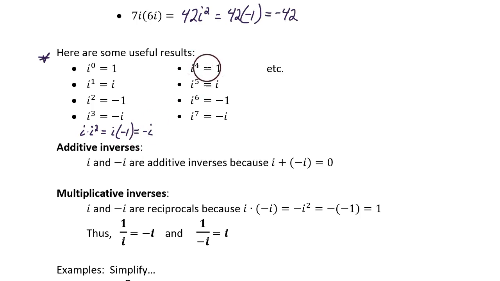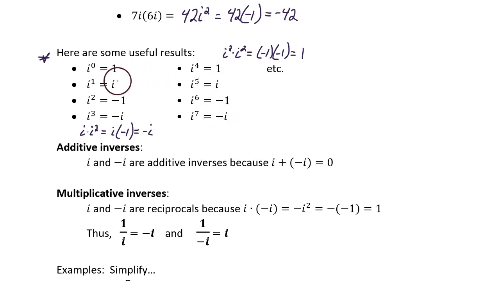i to the fourth power is equal to +1. Well, why is that true? Because i to the fourth is i squared times i squared. Remember how i squared is -1? -1 times -1 makes +1. i to the fifth is equal to i. i to the sixth is -1. i to the seventh is -i. Notice this pattern, 1, i, -1, -i.